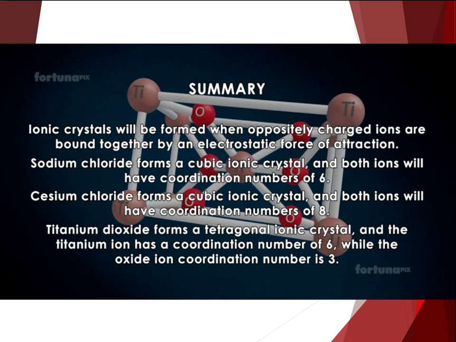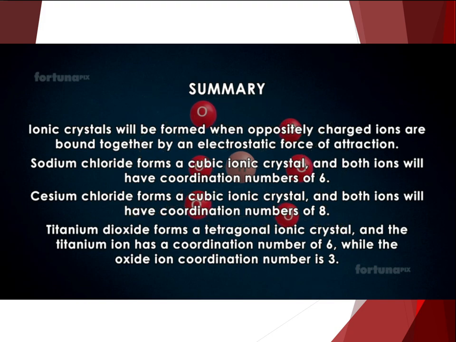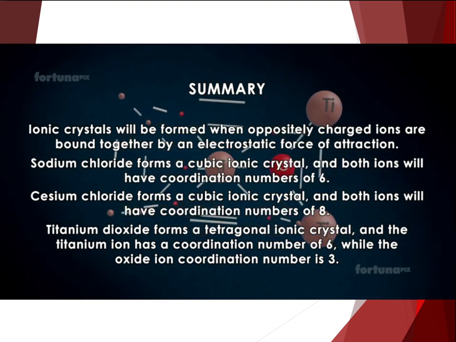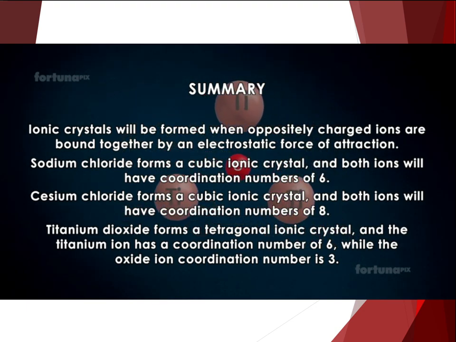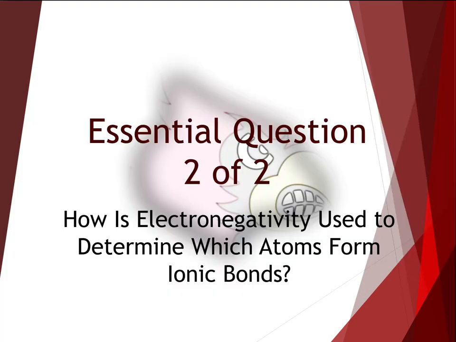Titanium dioxide forms a tetragonal ionic crystal, and the titanium ion has a coordination number of 6, while the oxide ion coordination number is 3. At this point, you should be able to generate a full and appropriate response to today's essential question. How is electronegativity used to determine which atoms form ionic bonds?